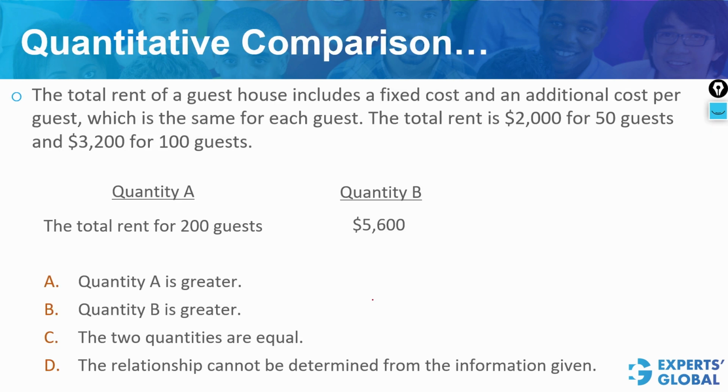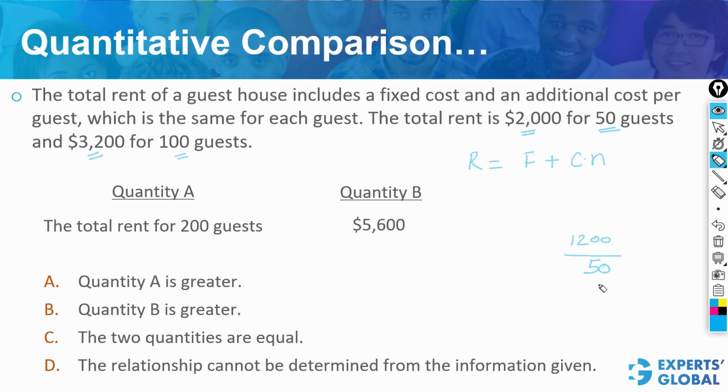Please pause the video and solve this one. So rent is equal to some fixed rent plus some additional cost per guest. Now see, 50 guests became 100 guests, so the number of guests increased by 50, while the rent increased from 2,000 to 3,200. So the rent increased by 1,200 for an increase of 50 guests. That means the per guest cost is $24.